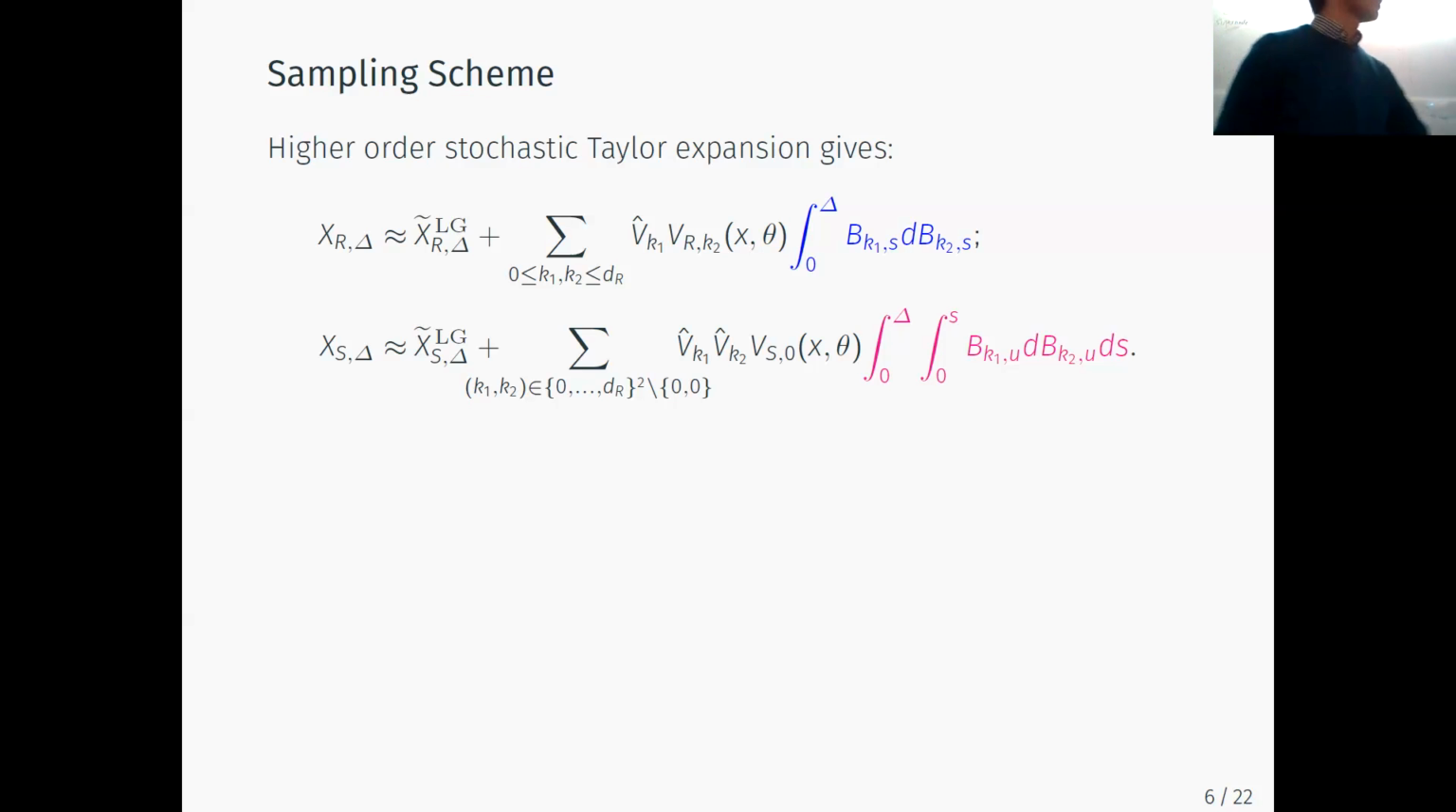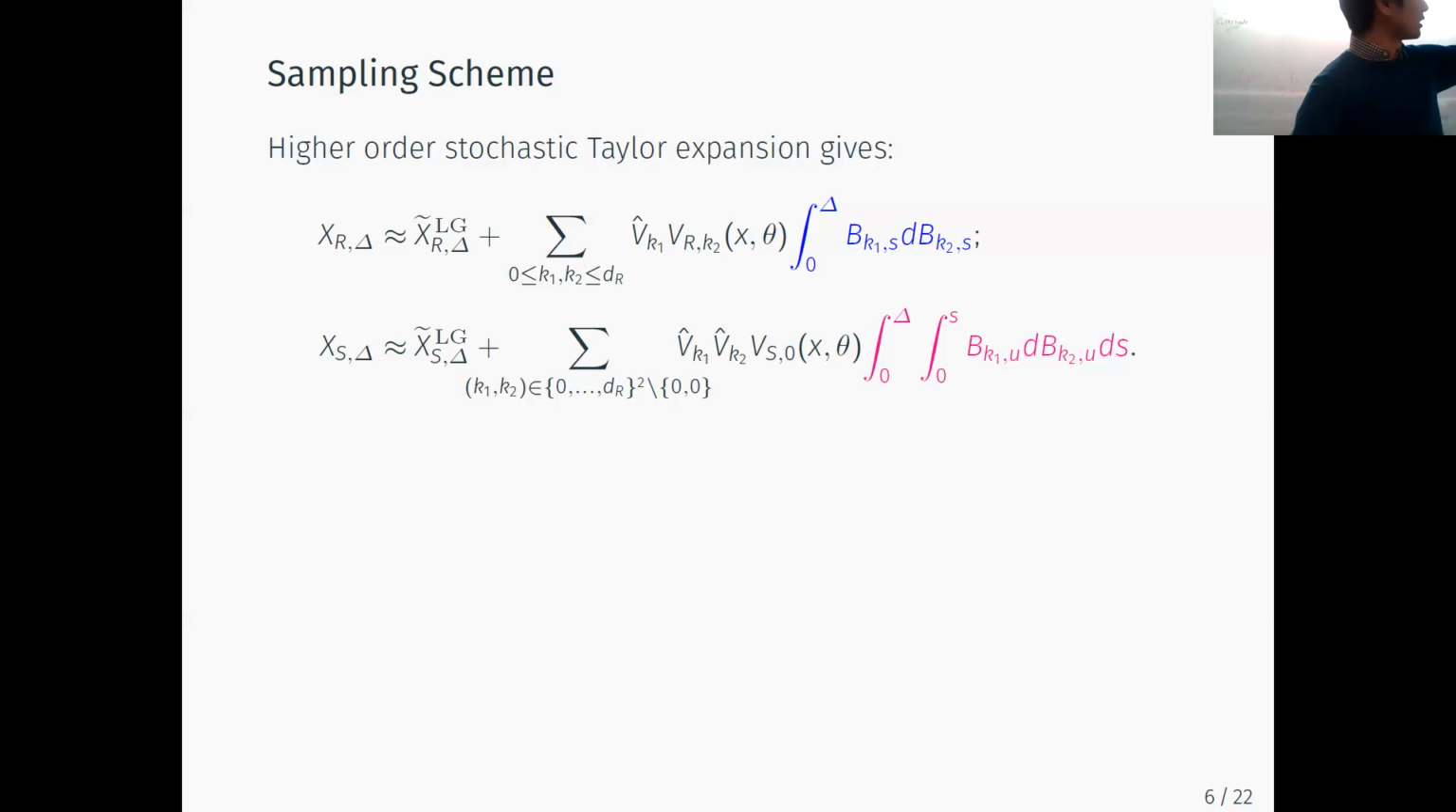So let's see the sampling scheme. The sampling scheme is obtained from the higher order stochastic Taylor expansion. The left-hand side is our target dynamics of X. And as we have seen before, this quantity is approximated by the local Gaussian scheme, the X tilde. But now we add the higher order expansion terms like this.